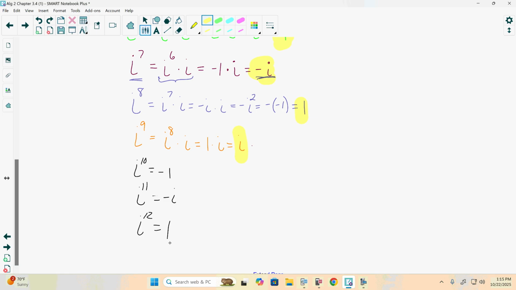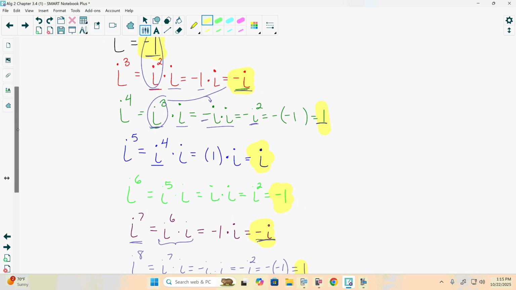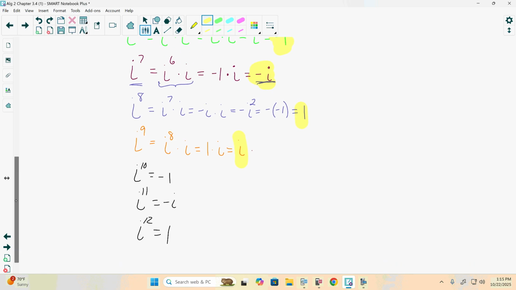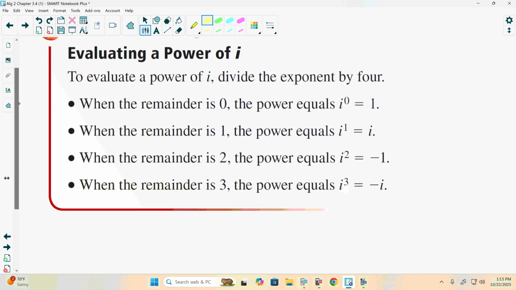And that's actually kind of interesting. Even though we keep multiplying by powers of i, no matter what, it is only going to become one of 4 things. It's either going to be i, -1, -i, or 1.